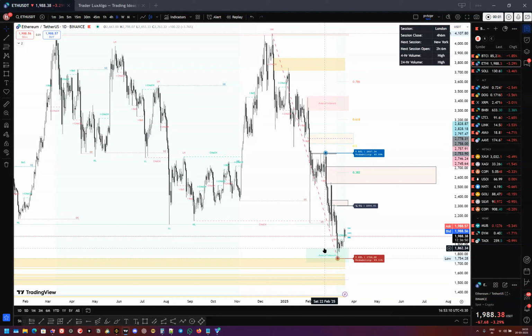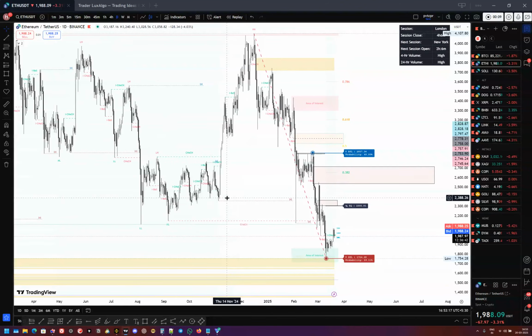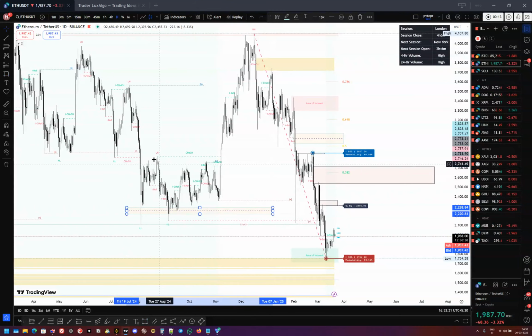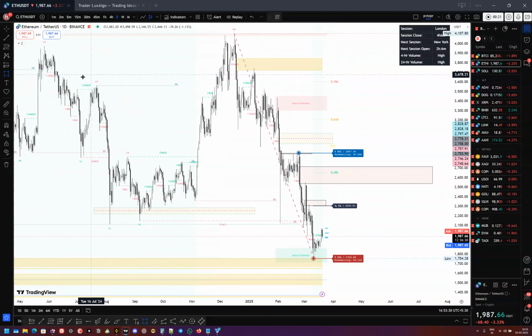Hi everyone, and now we are going to analyze and see how we trade Ethereum as well as Solana. Now let's understand the recent price action here. The price created a strong double bottom here, actually a triple bottom, 1, 2, 3, and then the price started creating higher lows, higher lows, higher lows.